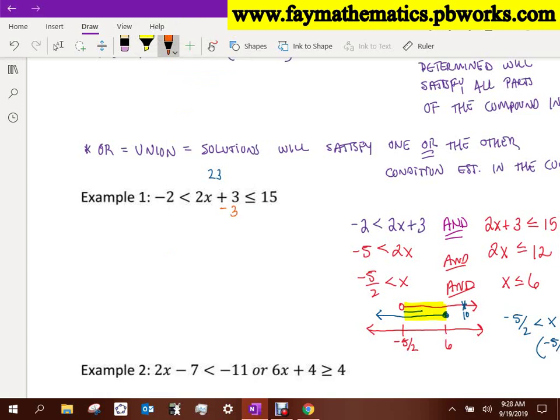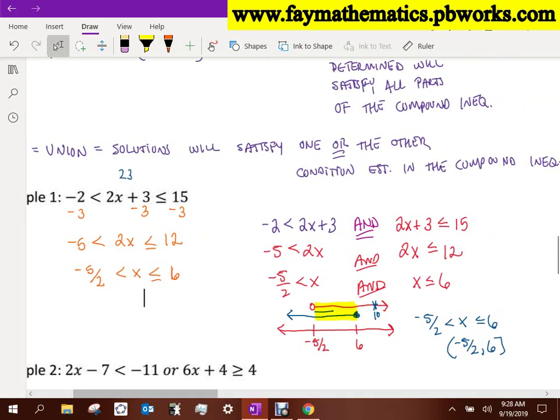So if I subtract 3 here, the idea then is I can subtract 3 from all 3 partitions here. So I get negative 5 is less than 2x is less than 12. Divide by 2, I get negative 5 halves is less than x is less than or equal to 6. Does that automatically generate the same answer that we actually had to do a little bit more work to develop? Does that make sense?